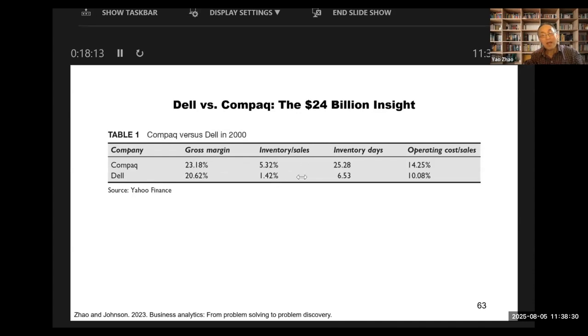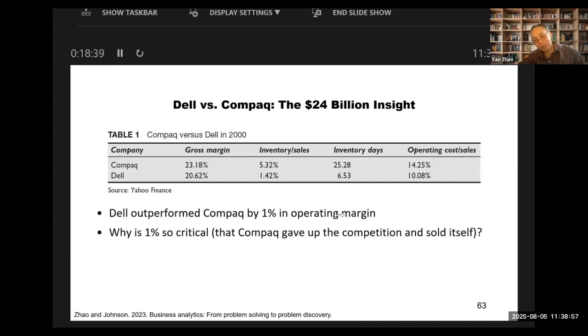However, Dell was better at managing its inventory, with inventory days about 6 days, Compaq 25 days. And that translates to smaller operating costs over sales: Dell 10%, Compaq about 14%. So if you do the math, subtracting operating costs from gross margin, we find that Dell outperformed Compaq by about 1% in operating margin.